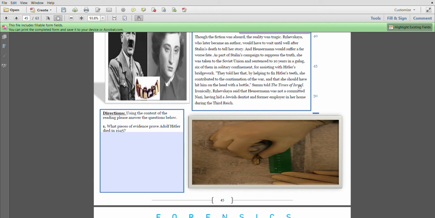Some told the Times of Israel. Ironically, Rzhevskaya said that Heusermann was not a committed Nazi, having hid a Jewish dentist and a former employer in her home during the Third Reich.